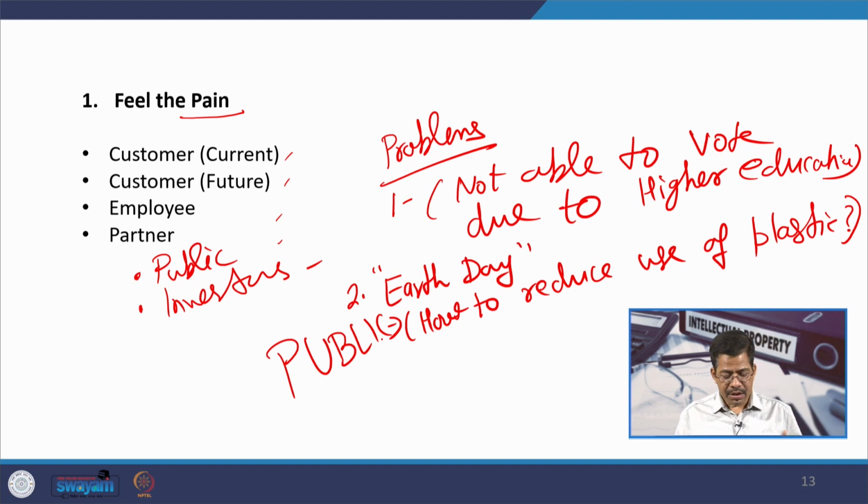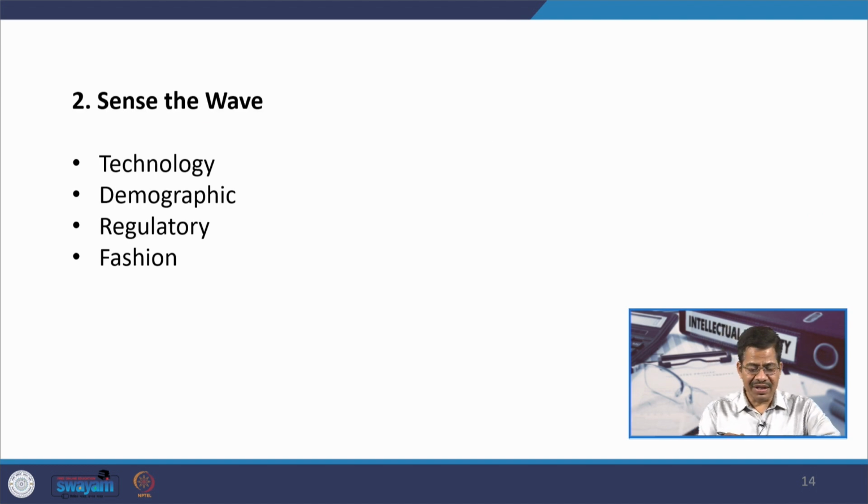Can I develop some good solutions for packaged water bottles? These days a lot of packaged water bottles are used. So, can I develop a solution where the water can be packaged, but without the use of plastic? This is a very important pain point, and it is an important idea. Similarly, these examples can be extended to hundreds, and not only hundreds, to thousands and more than thousands also. The second important point is sensing the wave, that is future.